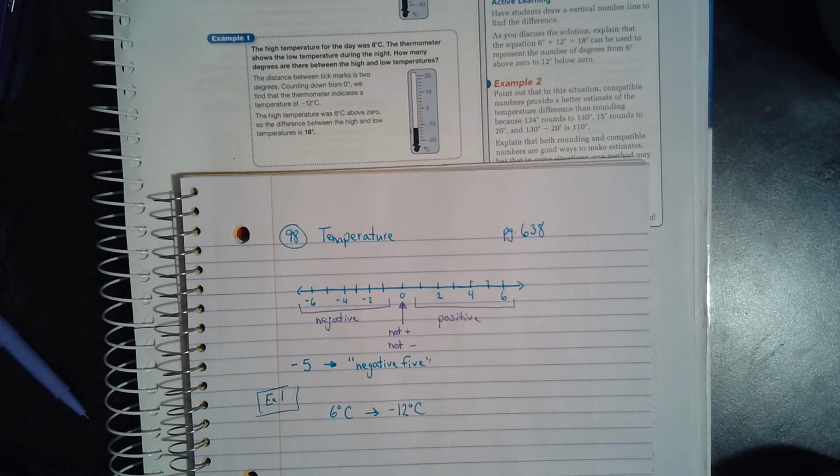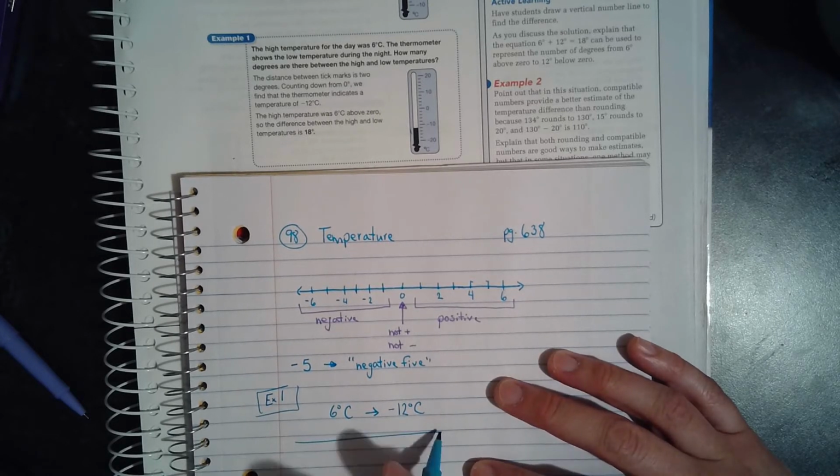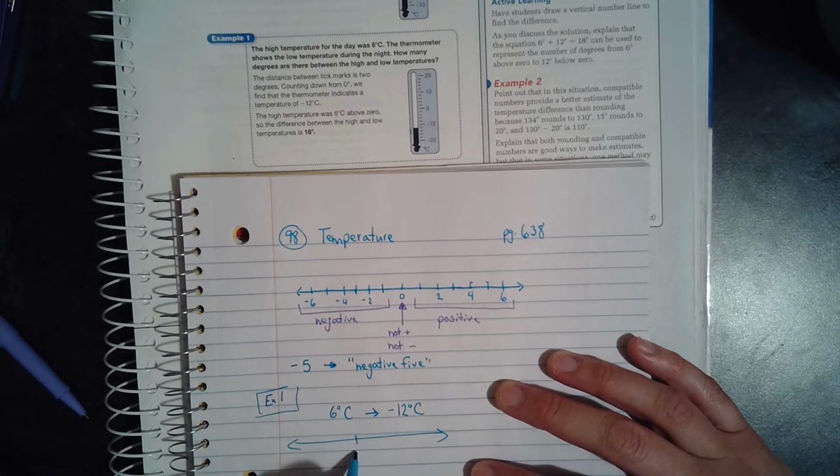Okay? So to decide what the distance is between the two, you need to picture a number line in your head. And if we were to think about this, I'm not going to draw it exactly, okay, but if here's 0 on a number line, 6 would be here, -12 would be over here.